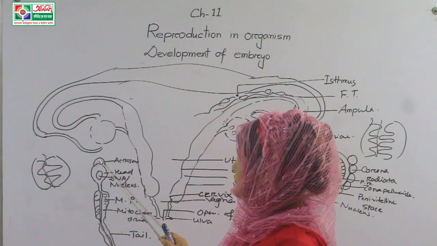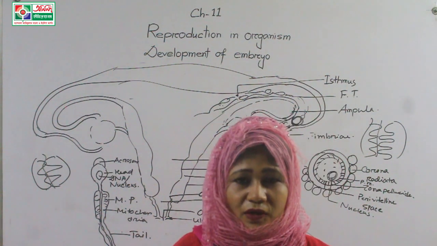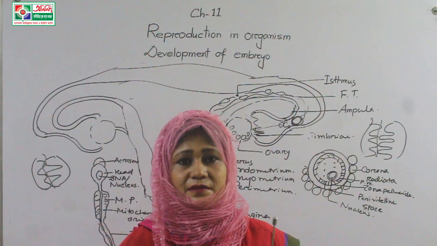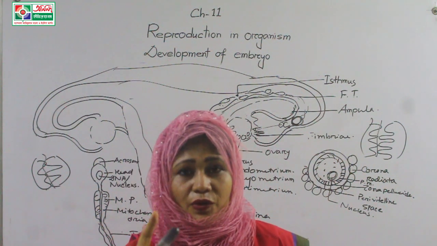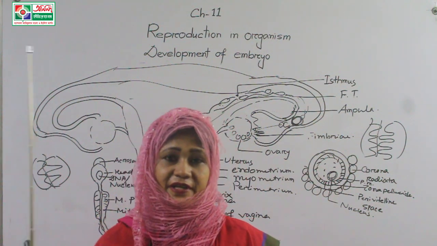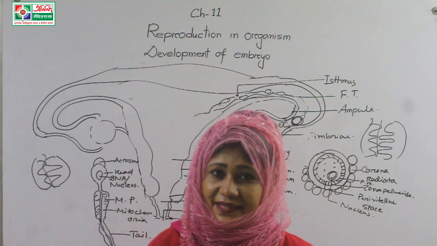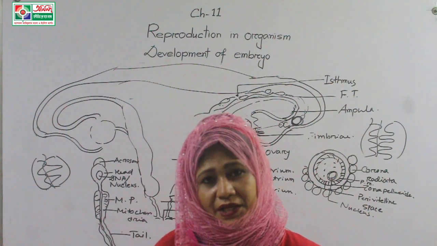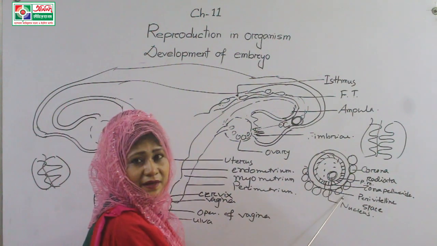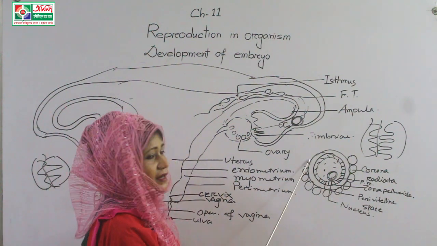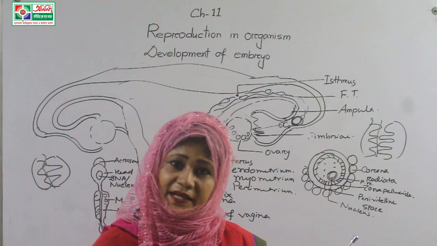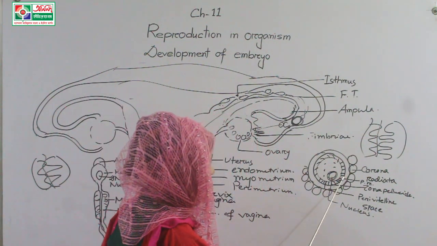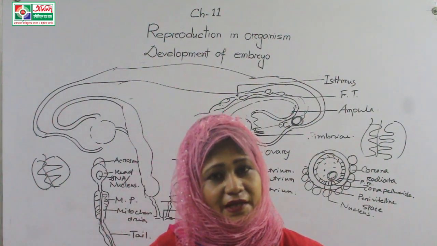In the acrosomal part of the spermatozoa, there are two enzymes: the hyaluronidase enzyme, and another is acrosin. These two enzymes help to penetrate the corona radiata, and after that the zona pellucida. By this time our secondary oocyte also helps in this act.